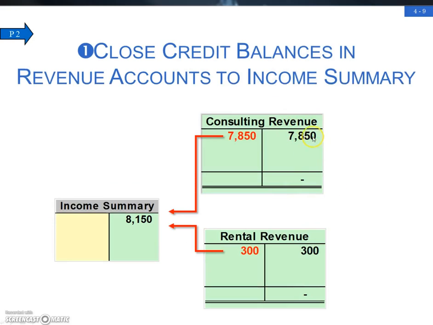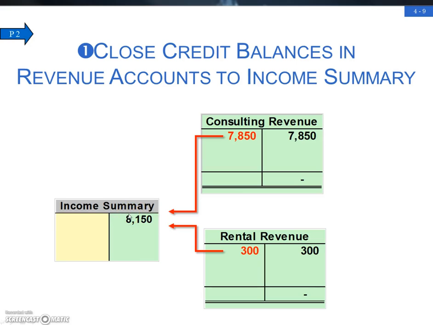Before, the consulting revenue had a $7,850 credit balance in it. We've now debited it for $7,850, leaving a zero balance. Did the same thing to rental revenue, leaving a zero balance here, and taken those totals, and now we have the total summary of all the revenue accounts in this income summary account, hence the name, right?